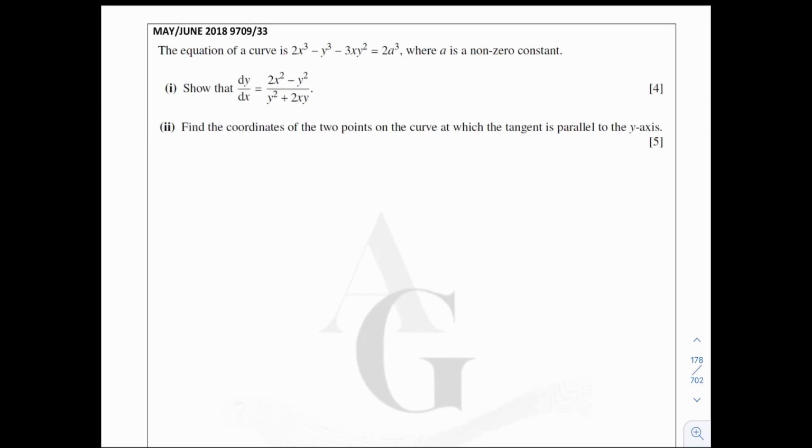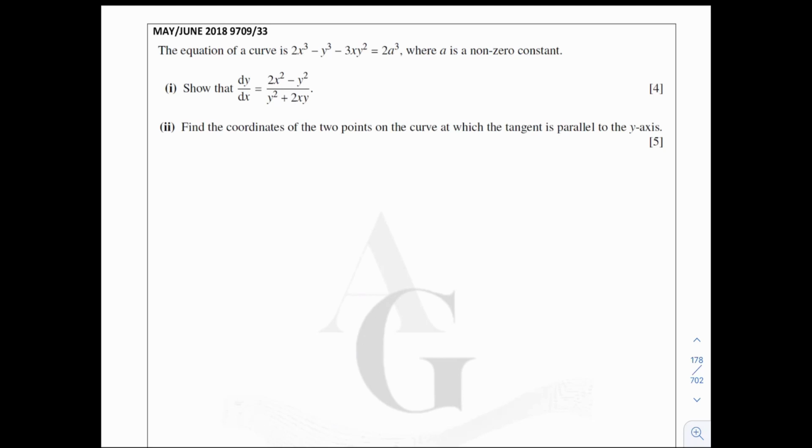Let's have a discussion on this question of the year 2018, May-June paper, variant 33. A question that is related to the differentiation chapter in Paper 3. The equation of the curve is given, where a is a non-zero constant. So for part 1, you are asked to find out that dy/dx is equal to (2x squared minus y squared) over (y squared plus 2xy).